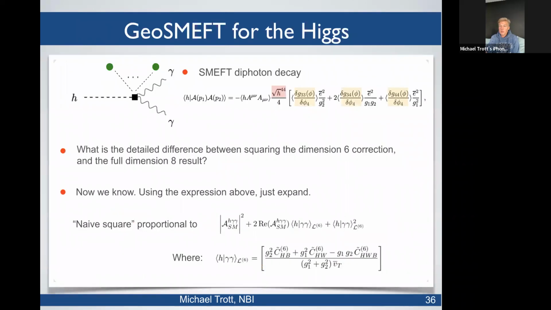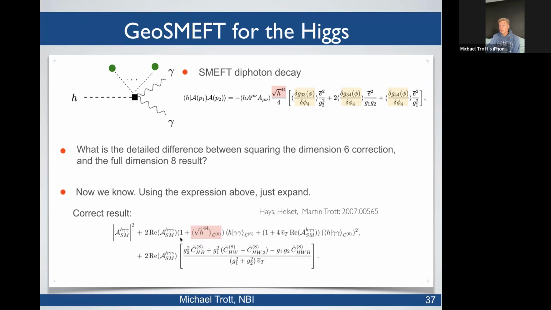So I'm almost done. Let me just finish up. You can also do this for the Higgs to gamma gamma, you now understand this equation. This is the first time we actually calculated out and squared out a dimension 6 result and saw what happened, and then also looked at what actually happened at the full dimension 8 result. So if you just take the naive square, you just have the standard model case of the amplitude, you have the dimension 6 perturbation you can calculate before, and you just square that. And that's just this, defined in this way for Higgs to gamma gamma.